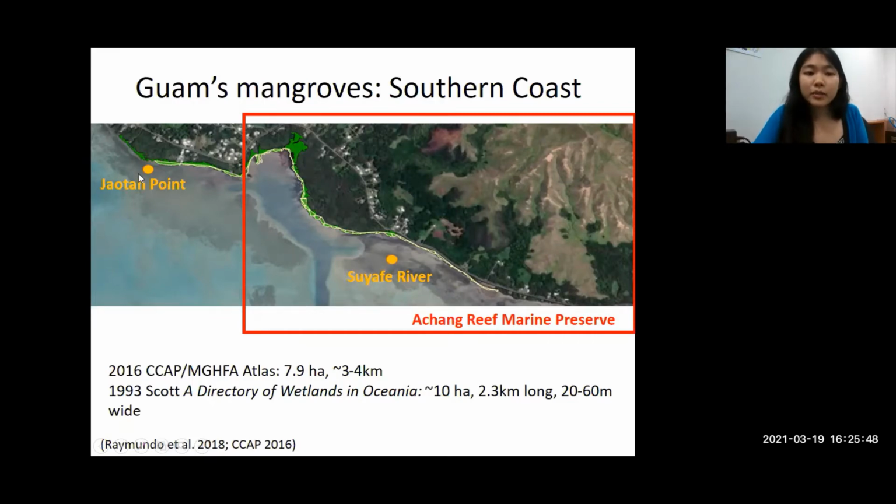And then these two yellow dots represent what Scott in 1993 recorded the mangrove extent at. So he recorded it existing between these two points. So it was actually a little bit smaller compared to what Lori recorded in 2018. It might also just be because Scott didn't have GIS, so it might have been harder for him to estimate the length. He also recorded it's 20 to 60 meters wide, so it might have been wider in certain areas as well. It's hard to tell exactly.